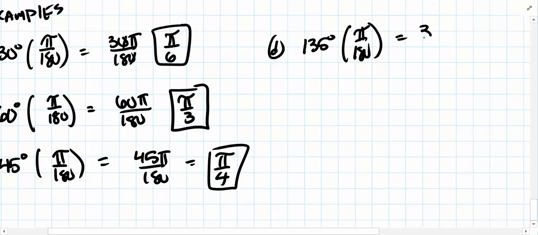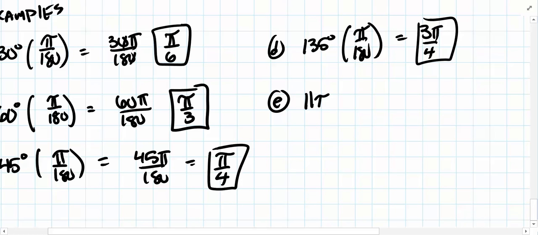All right, let's go the other way for you guys. If I gave you 11 pi over 6, that's a radian, okay? Take 11 pi over 6 and turn it back into degrees for me. To go from a radian to a degree, we're going to multiply by 180 over pi. Pi's cancel out, leaving 11 times 180 over 6, which is just 330 degrees.